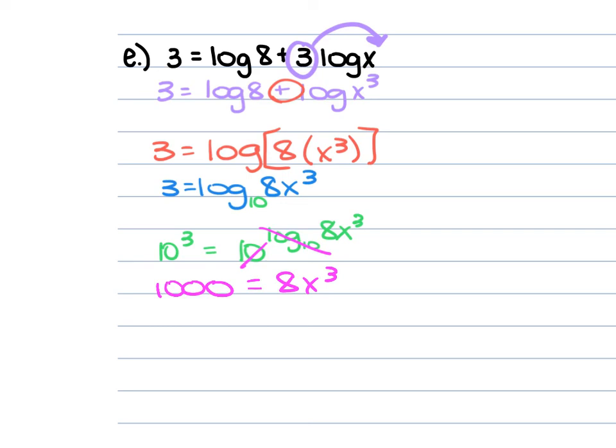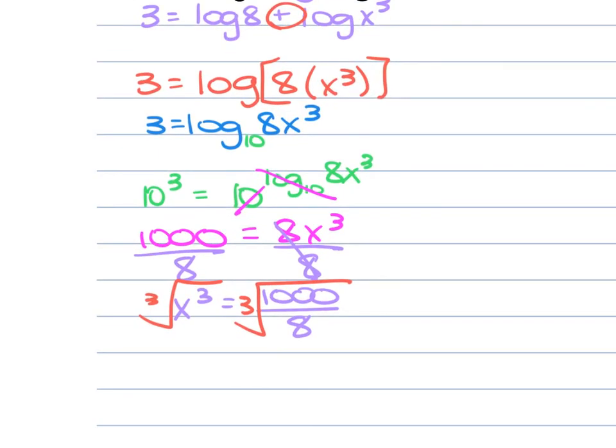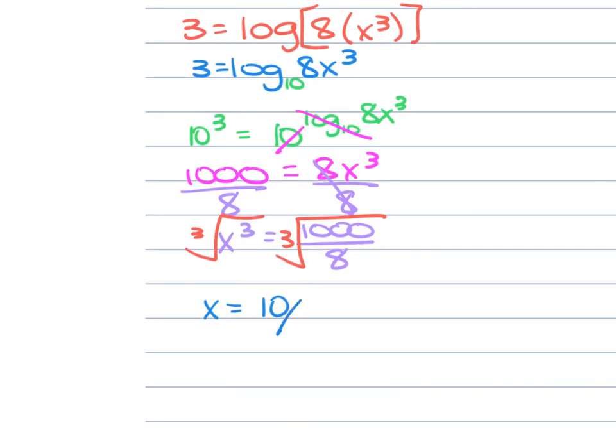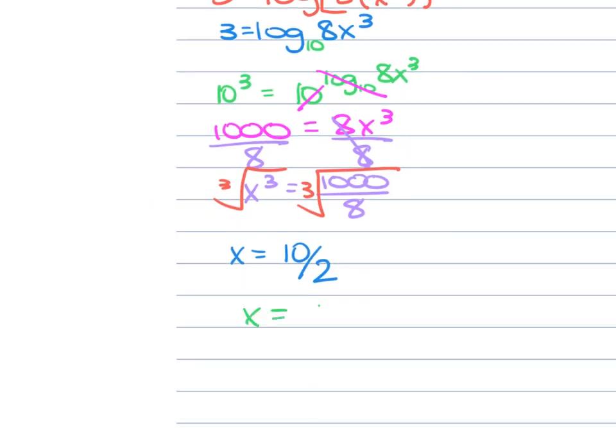We can divide each side by that 8 to get the x cubed by itself. So x cubed is equal to 1,000 divided by 8. We take the cube root of each side. The cube root of 1,000 is 10, and the cube root of 8 is 2. So that's 10 over 2, which is also 5. So x is equal to 5.